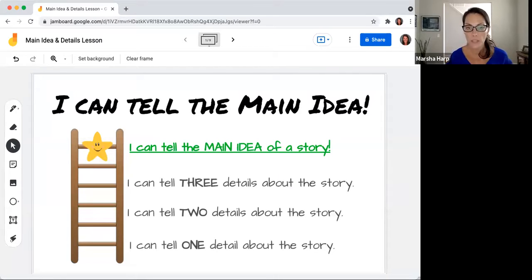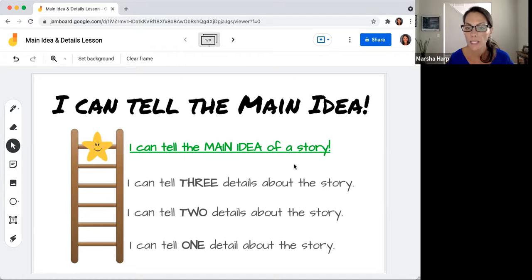All right, so here's what we're doing today, guys. We're going to tell the main idea. If you look right here, main idea. That's our goal today. So you're familiar with this step ladder here, right? We start at the bottom and we work our way up to the top to get our gold star or our goal. So let's see how we can do it.